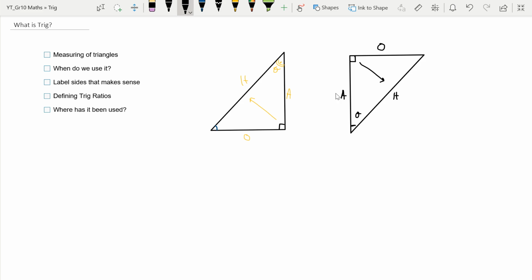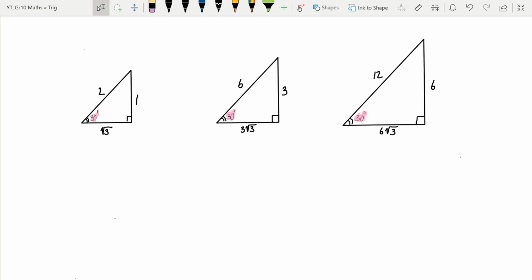All right, let's go and define some trig ratios. For now, forget about sine, cos and tan, if you've been introduced to them. Let's just quickly look at where that comes from. Over here, I've got three similar triangles. I know they are similar because I've got an angle of 30 degrees in each, meaning the other angle would be 60, because of the sum of angles of a triangle. And for similar triangles, the angles all need to be the same.